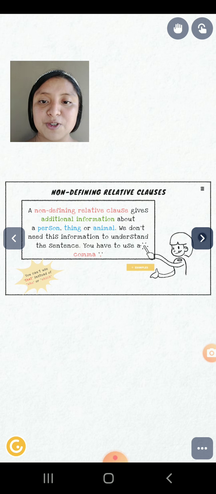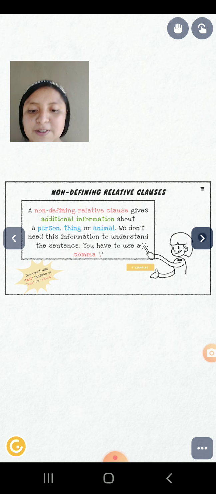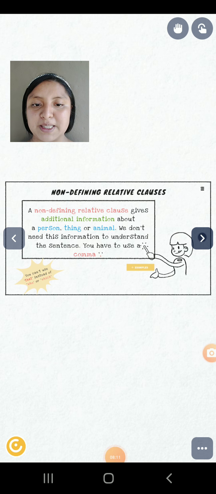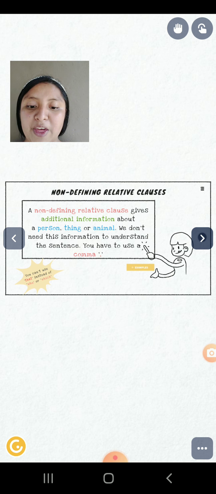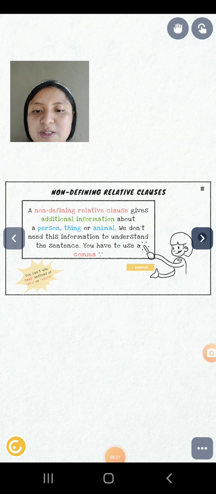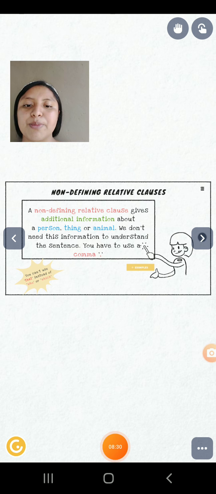So then we have some explanation about defining and non-defining relative clauses. So first, let's go ahead and talk a little bit about non-defining relative clauses. Well, this gives additional information about a person, thing, or animal. We don't need this information to understand the sentence, but you have to use a comma here. This is for you to know. So let's see some examples.